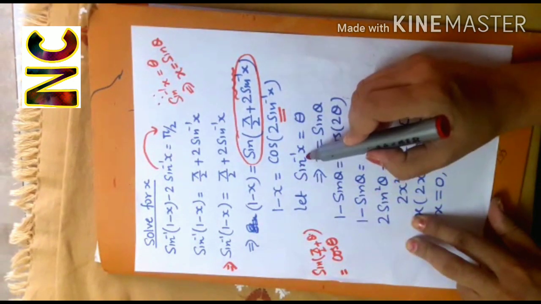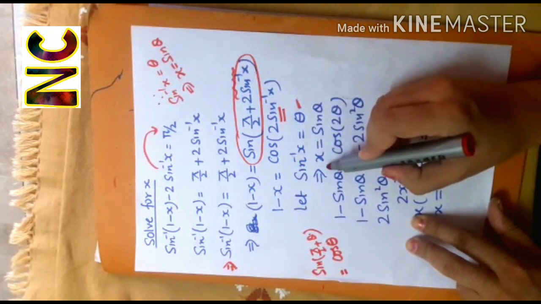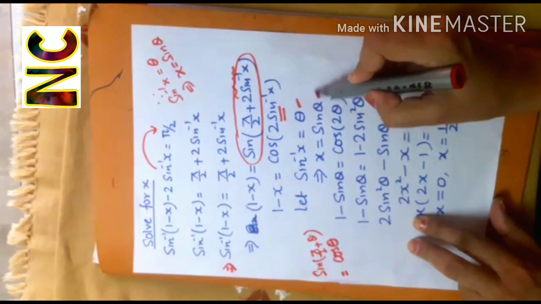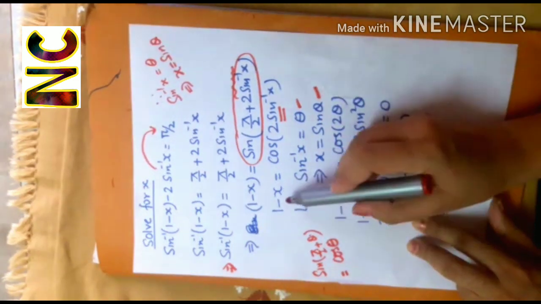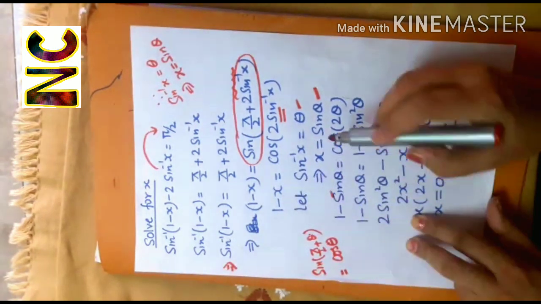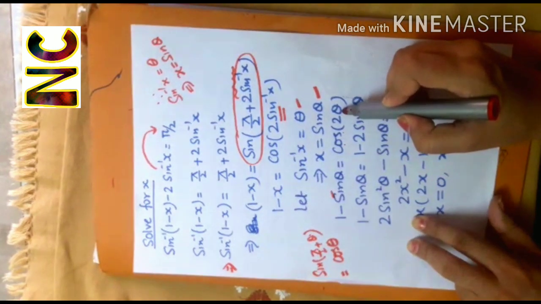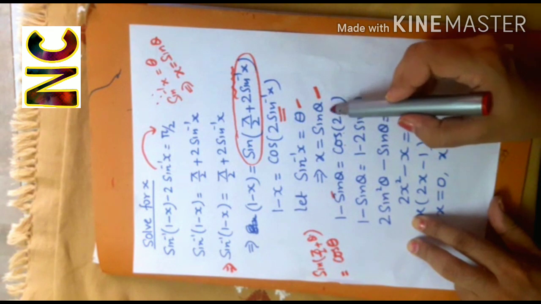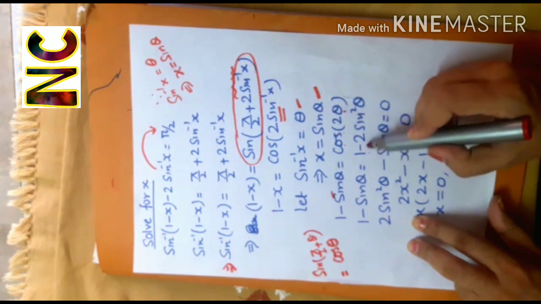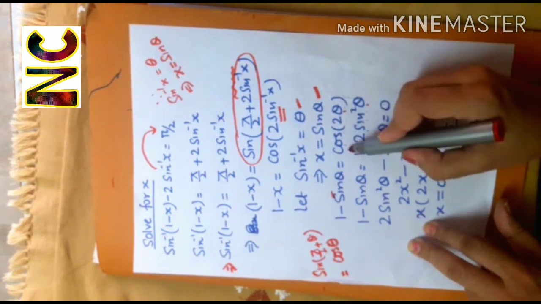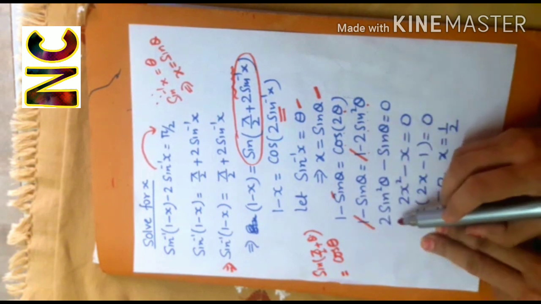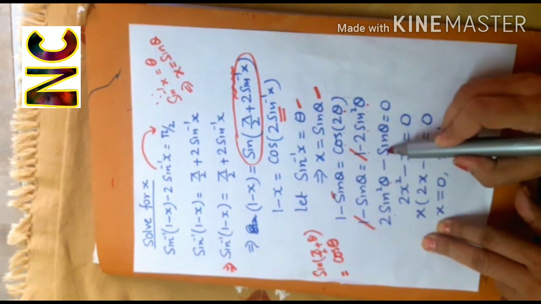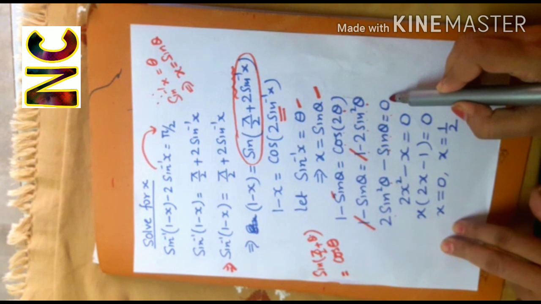So here let sine inverse x be theta. So this would imply x is equal to sine theta. So I'll get 1 minus sine theta equals cos 2 theta. And we know that cos 2 theta is 1 minus 2 sine square theta. This will get cancelled out and I'll get 2 sine square theta minus sine theta is equal to 0.